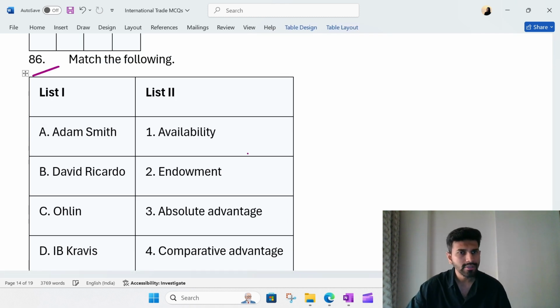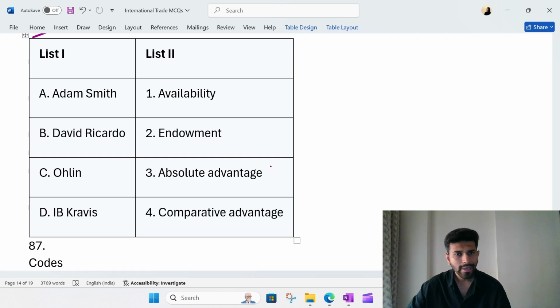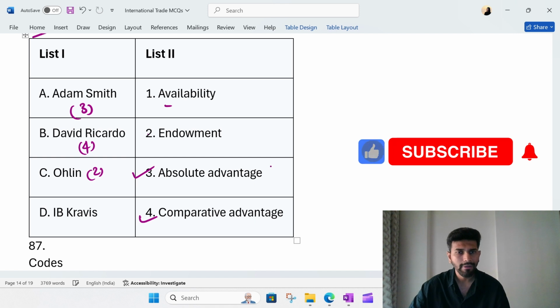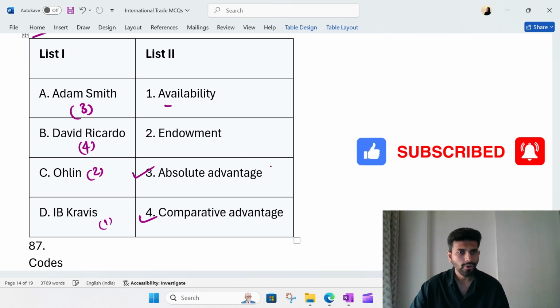And the last question, list 1 and list 2. Adam Smith has given absolute advantage theory, 3. David Ricardo has given comparative cost advantage theory, 4. Ohlin has given factor endowment theory, and I.B. Kravis has given availability. So correct sequence is 3, 4, 2, 1.